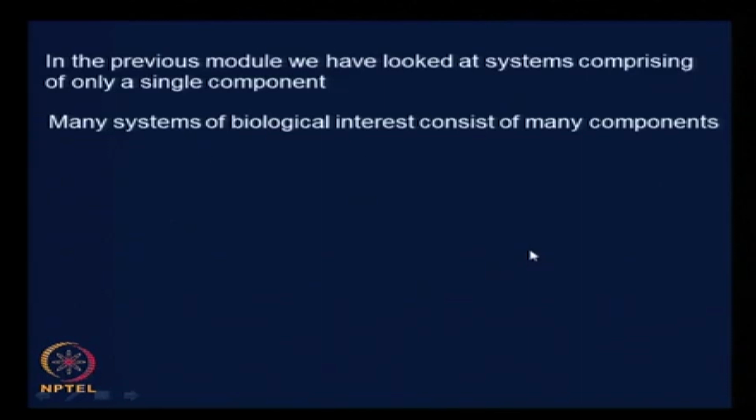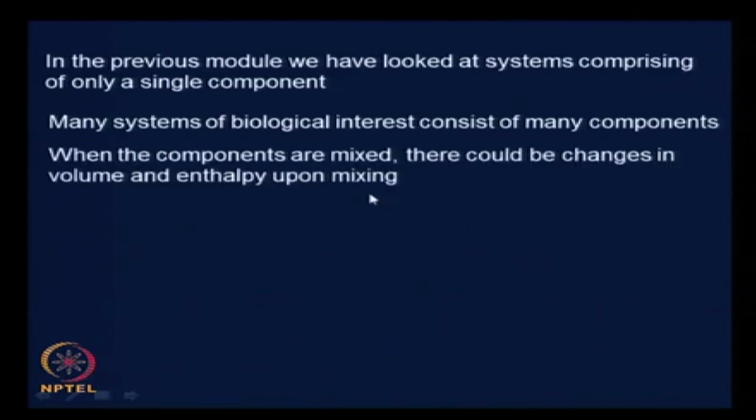Many systems of biological interest consist of many components, and when the components are mixed there could be changes in, for example, volume or enthalpy. What we said was, let us say that there are two components, each one has its own volume. Volume is easy to imagine. When we mix them together in a certain proportion, the final volume may not be the weighted average, in terms of the mole fractions, of the initial volumes. That is the nature of the substance itself, and that we have recognized here, and therefore we need to treat solutions differently.